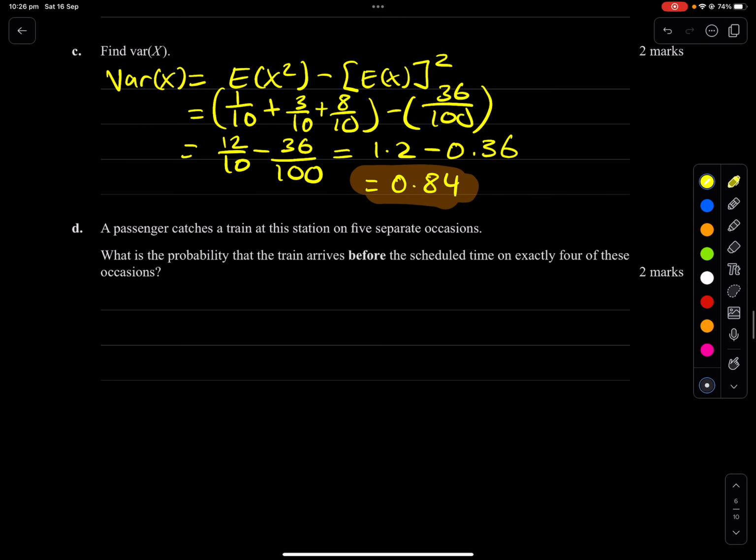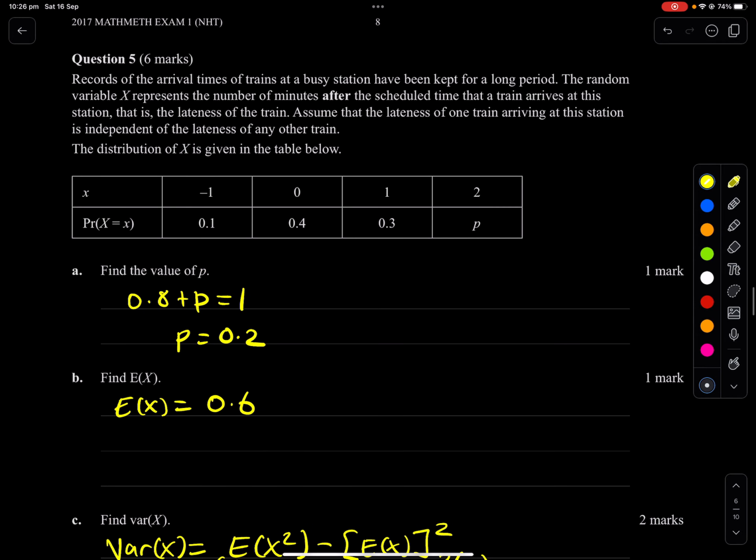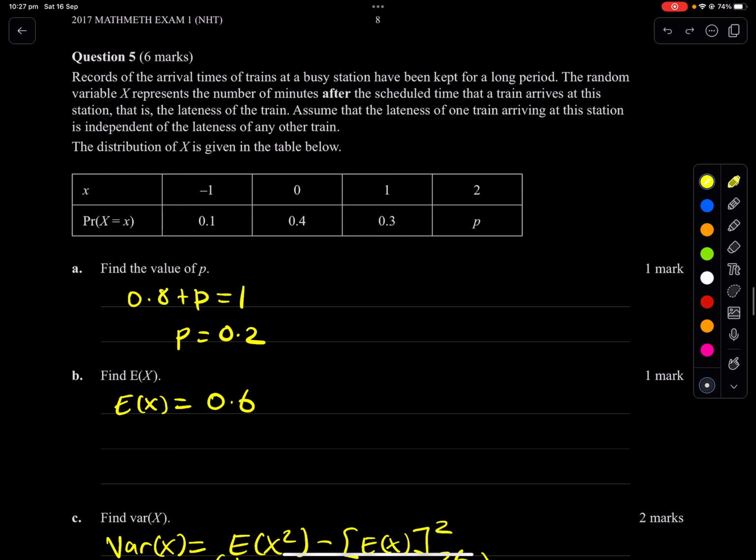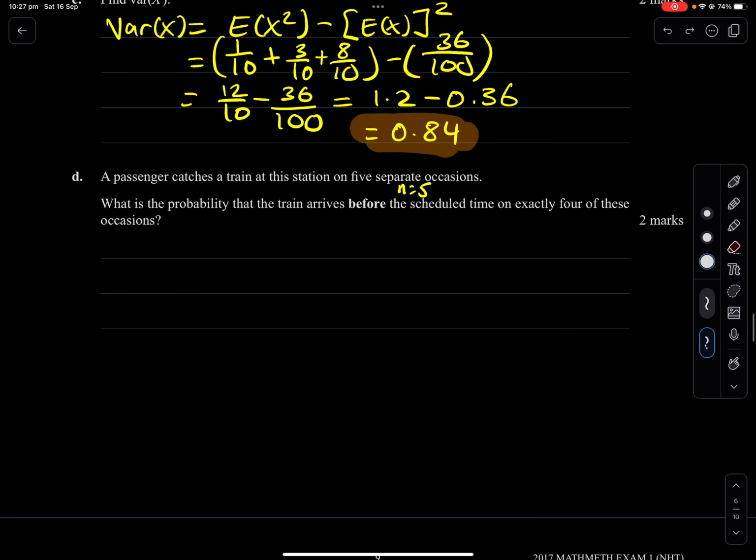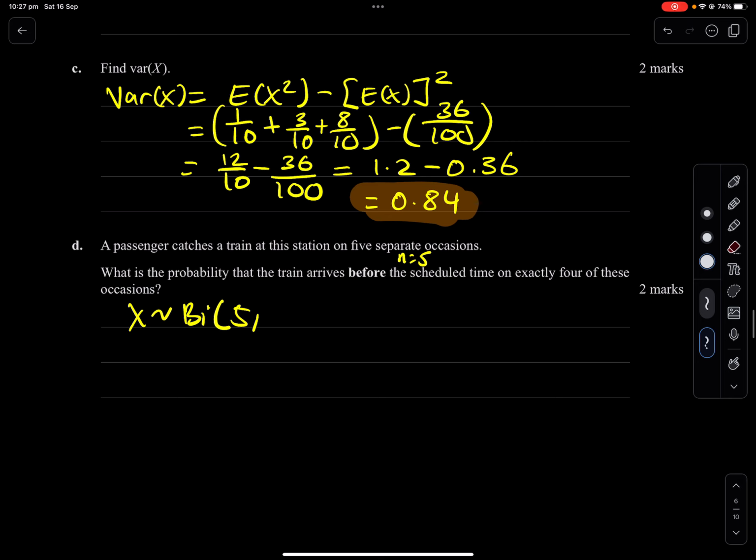A passenger catches a train at a station on 5 separate occasions, so n equals 5 straight away. What is the probability that a train arrives before the scheduled time on exactly 4 of these? Okay, so before, these are after. Before is negative, so it's 0.1. So we can say that X is binomial with n equals 5 and p equals 1 on 10.